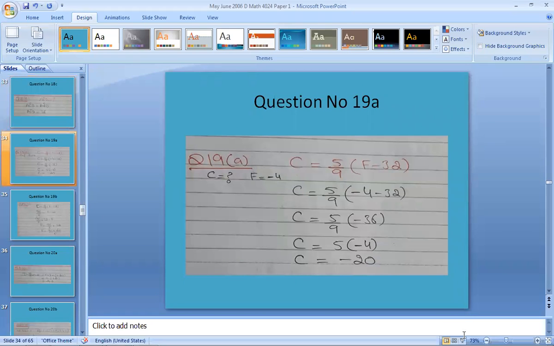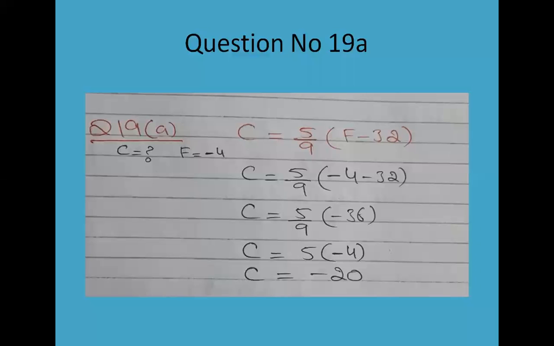Question number 19. So C is equal to 5/9 into (F minus 32). So he says, what is the value of the C when the F value is -4? So 5/9 (-4 minus 32). So 5/9 (minus 36). So C, 9 and 36 are cancelled. So you have 5 minus 4. They are multiplying, basically 5 multiplied by -4, and that will give you -20. So the C value will be -20.